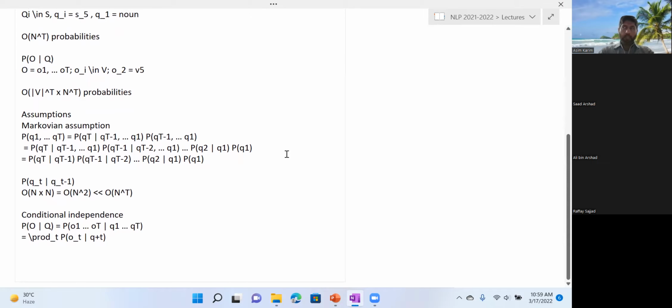And if you do this, of course, the big O now becomes, how many O's do we have? We have V, and then how many N do we have, which is Q? So this is reduced to this. This again is now much better than the one that we had computed where we have T in the superscript, in the power.